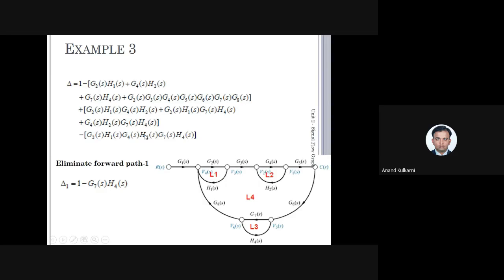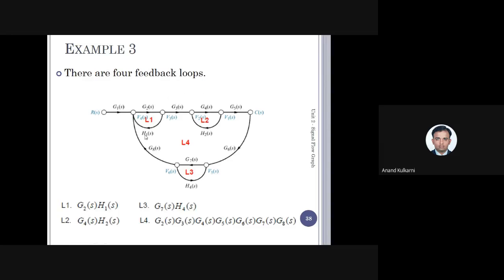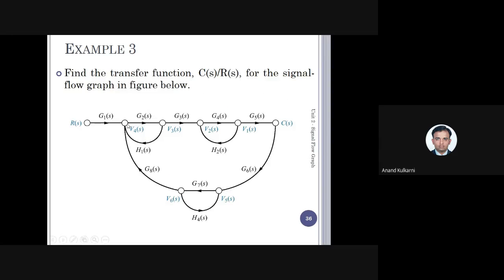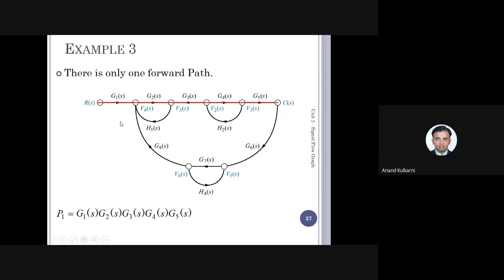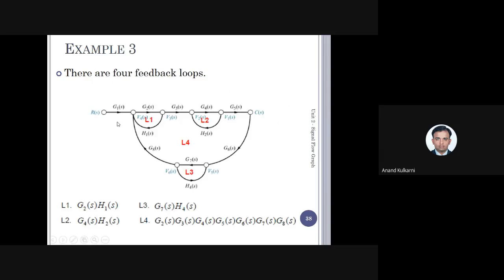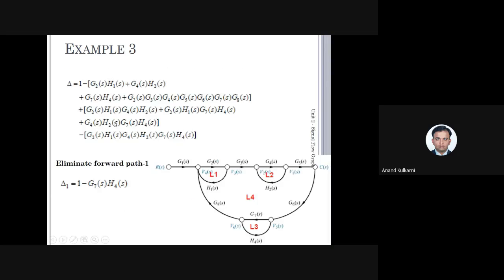With this, just observe what the value of P1 was. For P1, it's G1, G2, G3, G4, G5. So the answer will be G1, G2, G3, G4, G5 into 1 minus G7H4, divided by delta. This is the final answer of the signal flow graph.